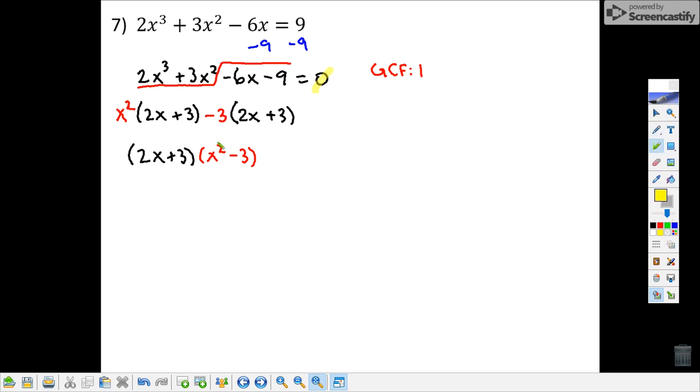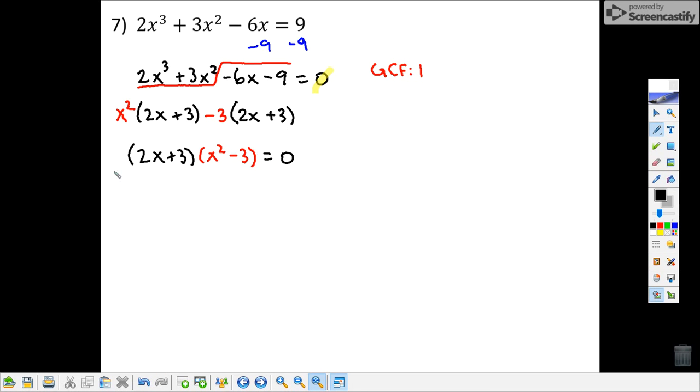Now recall, anytime you see an exponent that's still in the parentheses, you need to check to see if this factors down more. Now since this is an even exponent, it could be a difference of perfect squares. However, 3 is not a perfect square. So it actually doesn't factor down more. We're done there. But now we have to actually solve.